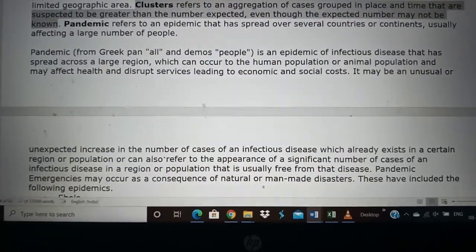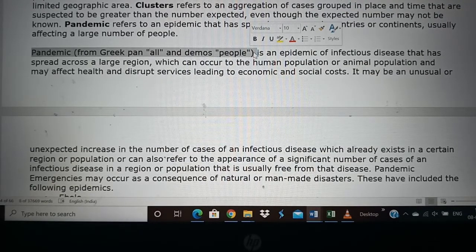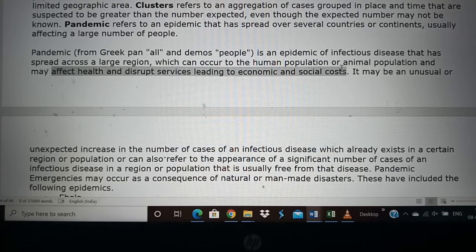So let's see what pandemic is. Pandemic actually means, pan means all and demos means people. So pandemic means some disease which affects all people. It's an epidemic of infectious disease over a large area. Okay, it leads to disruption in the health, economic, and social lives of people, and it has a health cost, economic cost, and a social cost.